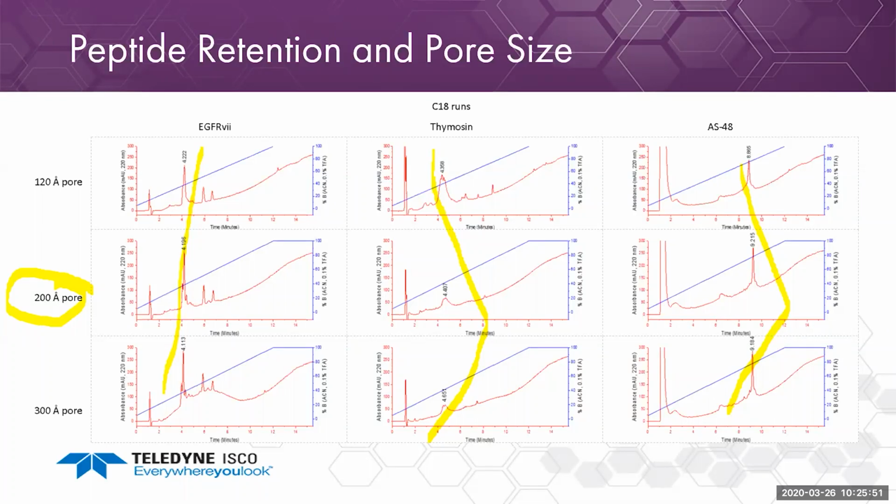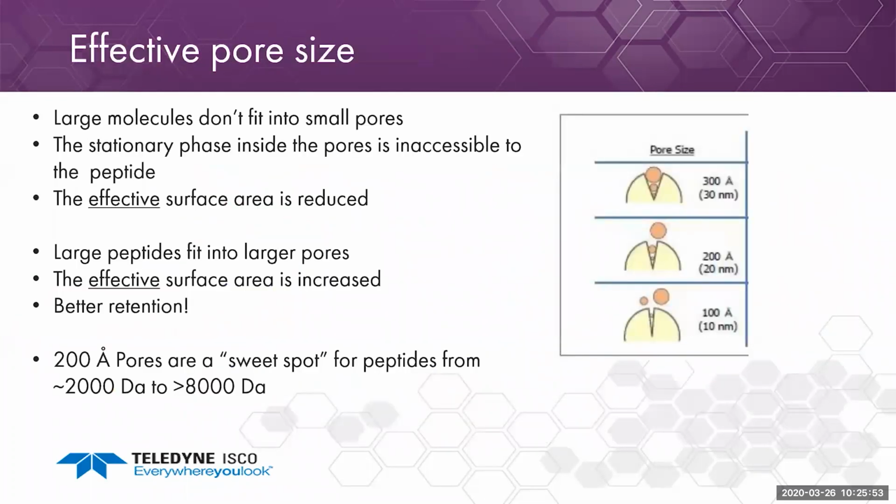So why is this? Large molecules don't actually fit into the small pores. So the stationary phase inside the pore is not accessible to the peptide. So what I term the effective surface area is now reduced. Large peptides fit into these larger pores, and that increases the effective surface area and gives you better retention.